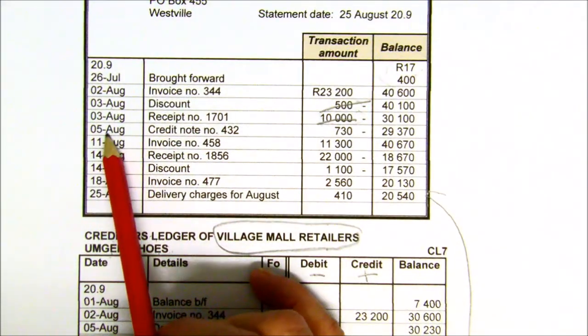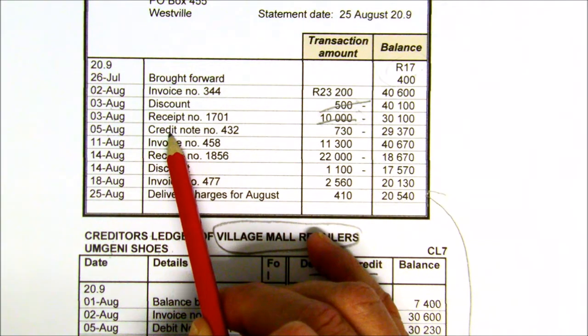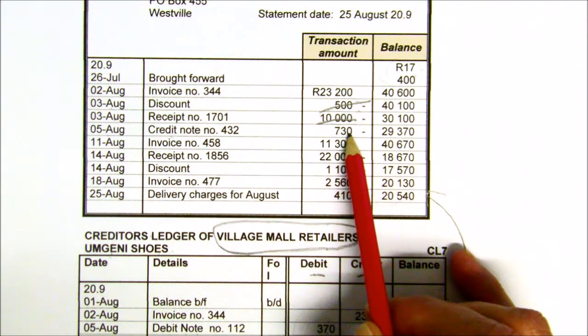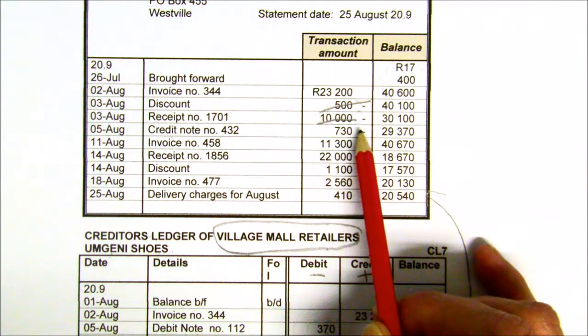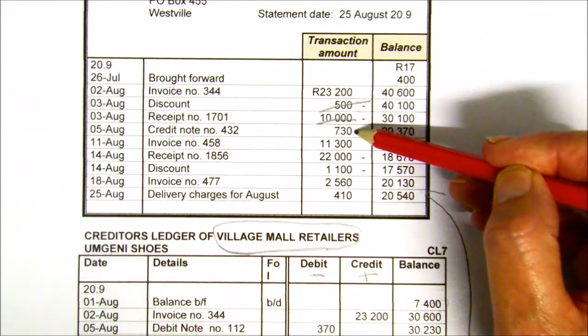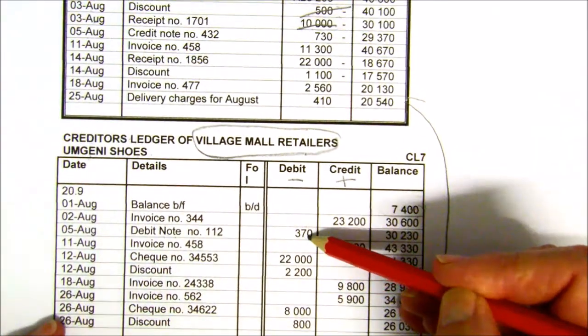I'm getting shoes on the 5th though. When they receive it, they will issue us a credit note because they're going to credit our account. All right? They're going to minus it off our account. However, they did 730, we did 370.